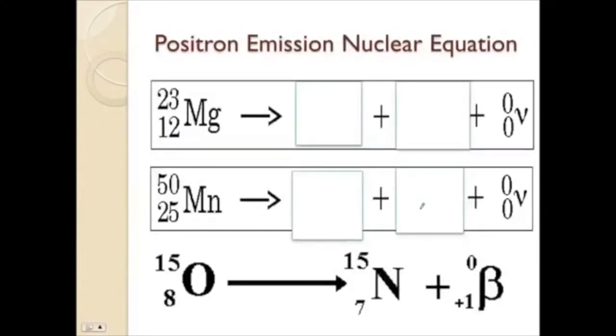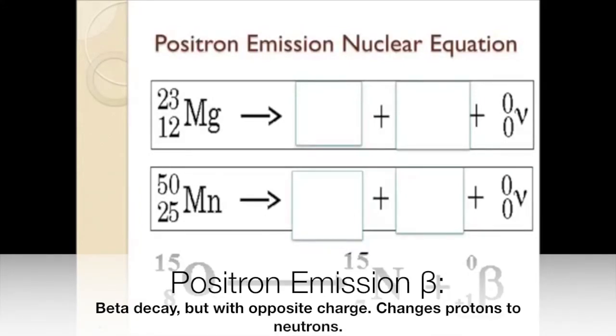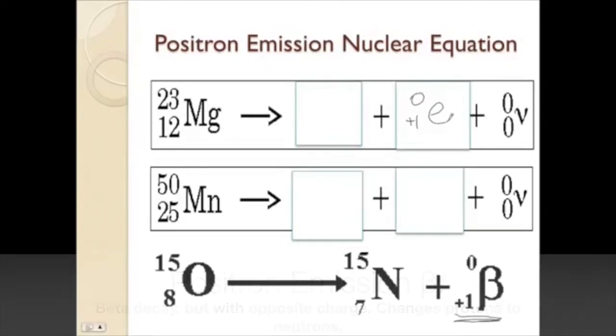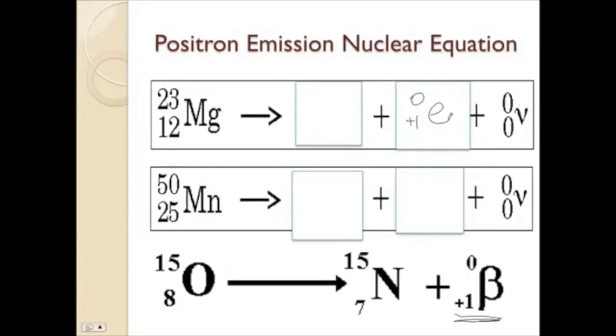Now we have positron emission. And a positron is what it shows down here. That was kind of like the electron, but it's the opposite of an electron, so it's a +1. It's still going to have a mass of 0. So let's go ahead and fill in our positron. It's got a mass of 0, a +1 charge, and we can write it as an E or a beta. Either is fine. So top number on the empty space has got to be 23.